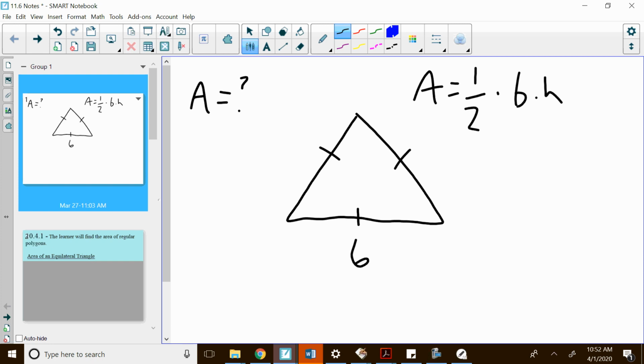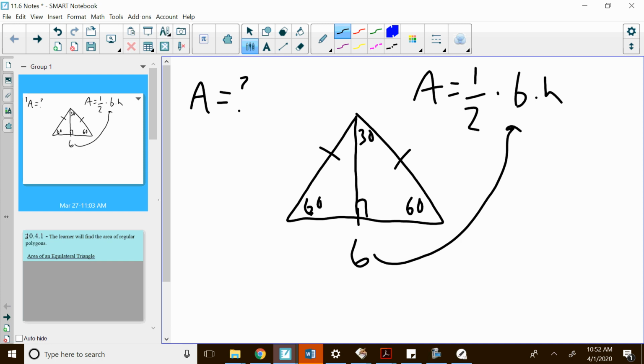You have the base of the triangle. The base is 6. That's what it's sitting on. The height, though, is not 6. The height is this line right here. But what's awesome about an equilateral triangle is all the angles are 60. This top one is 60 as well, and it's broken into two 30-degree angles.